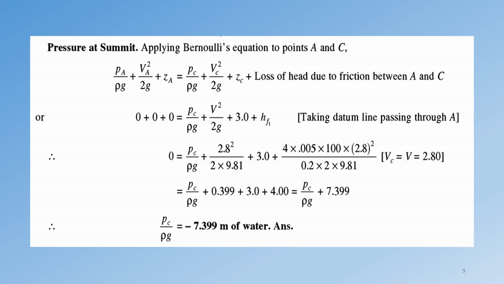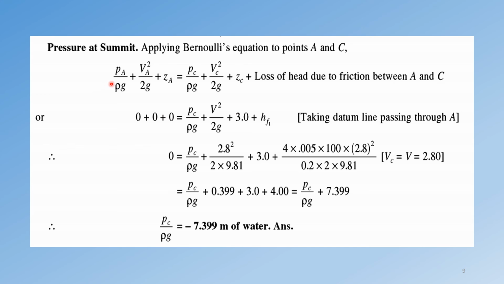Now the first part of the problem is already solved. For the second part, we are asked to find the pressure at the point C. To find the pressure at C, we have to apply Bernoulli's equation, but this time between the points A and C, that is, between the upper reservoir and the summit point C. We will write PA by rho G plus VA square by 2G plus ZA is equal to PC by rho G plus VC square by 2G plus ZC plus the loss happening between A and C, which is the head loss due to friction.